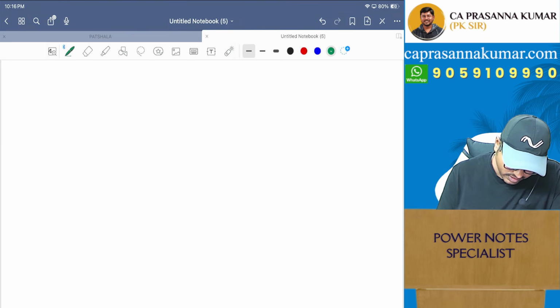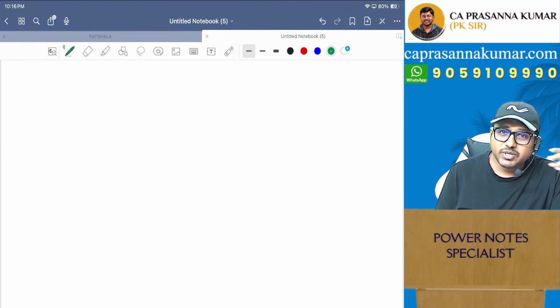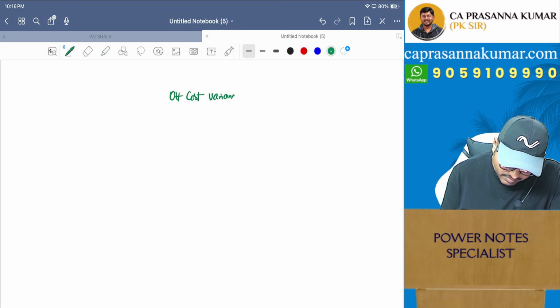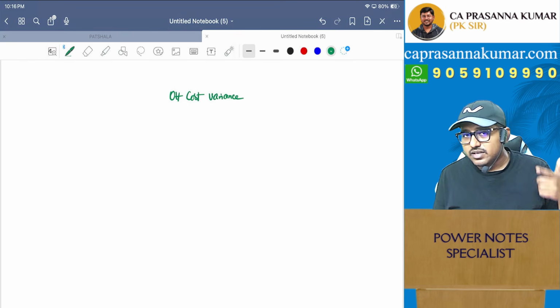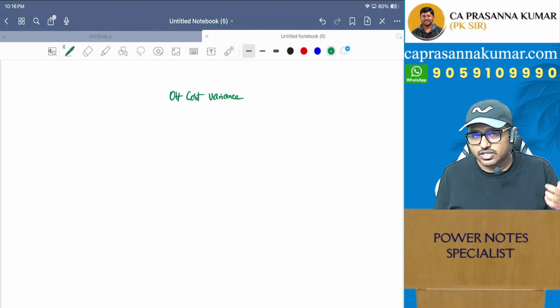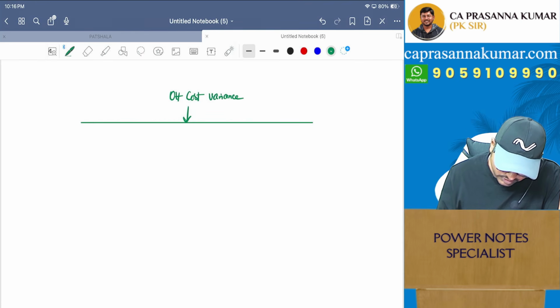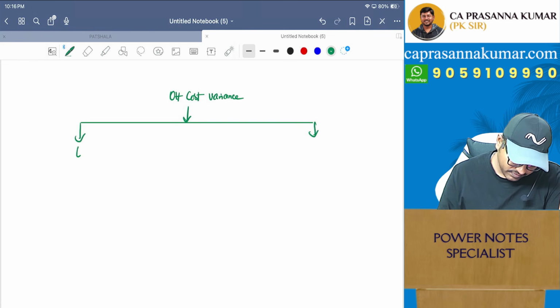Now, first what I'll do is, remember the fixed overhead variances. First one is fixed overhead cost variance, but I'll call it overhead cost variance. In my mind, fixed overhead variance will be running, but when I'm writing, I'll write it as overheads. I'll not write it as fixed overheads or variable overheads because it is put together. But in my mind, which variance is running? Fixed overheads. So fixed overhead cost variance is divided into what?